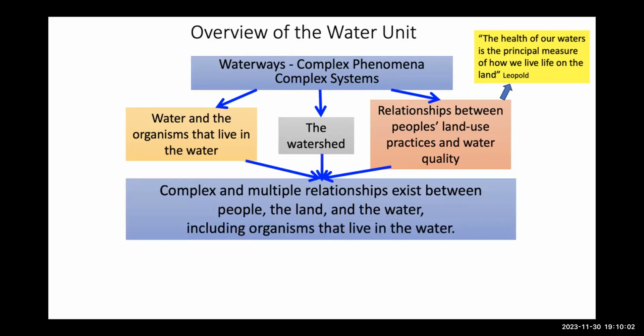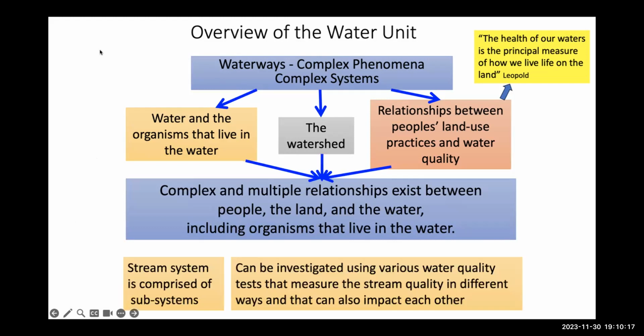So we want to help them develop this understanding that there's really complex and multiple relationships that exist between people and the land. And the water, including the organisms that live in it. And that the stream system is comprised of these subsystems. And so these subsystems can be investigated using various water quality tests that will measure the stream quality in different ways. And then they can also impact each other.